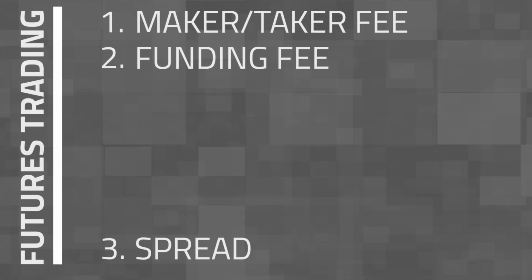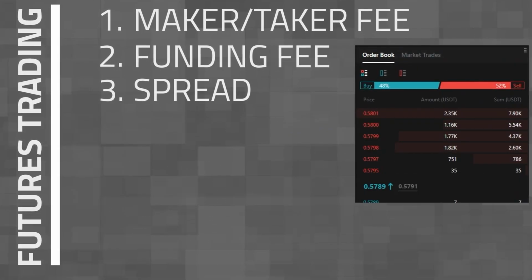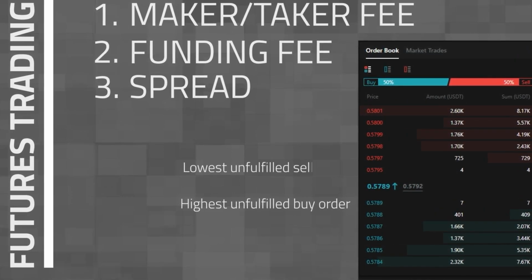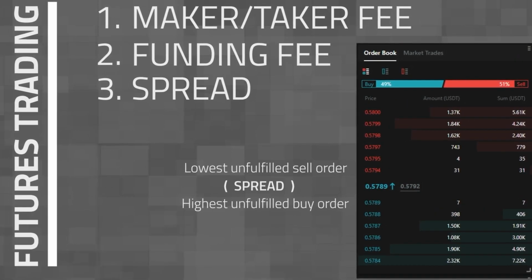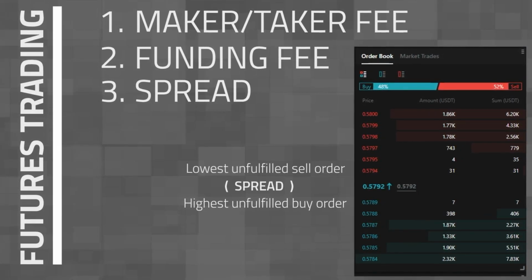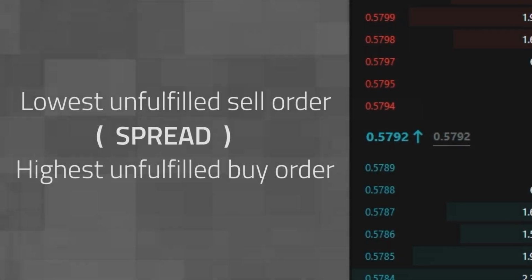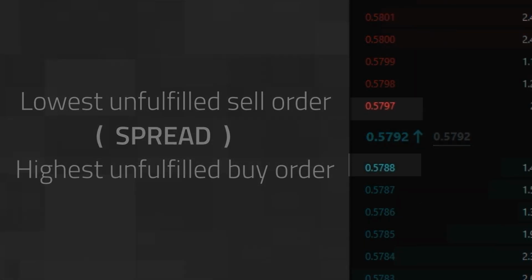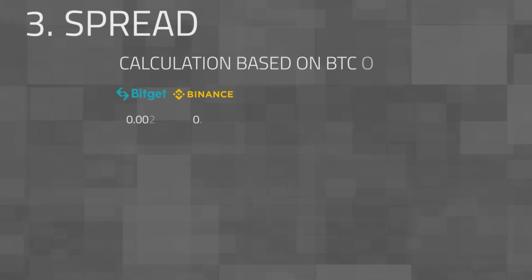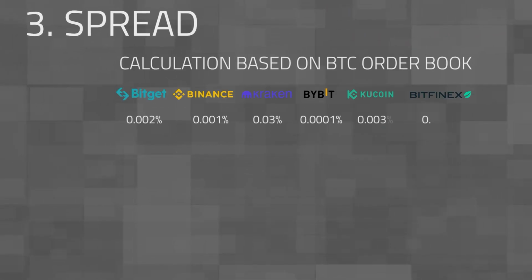And finally, we have the spread. This is the difference between the highest unfulfilled buy order and the lowest unfulfilled sell order. You might have noticed that as soon as you open, let's say, a long trade, your position starts immediately in red. That is because the lowest selling price is higher than the highest buying price in the order book. Running a quick calculation here, these are the spreads in the markets. As you can see, Bitget scores pretty well here.